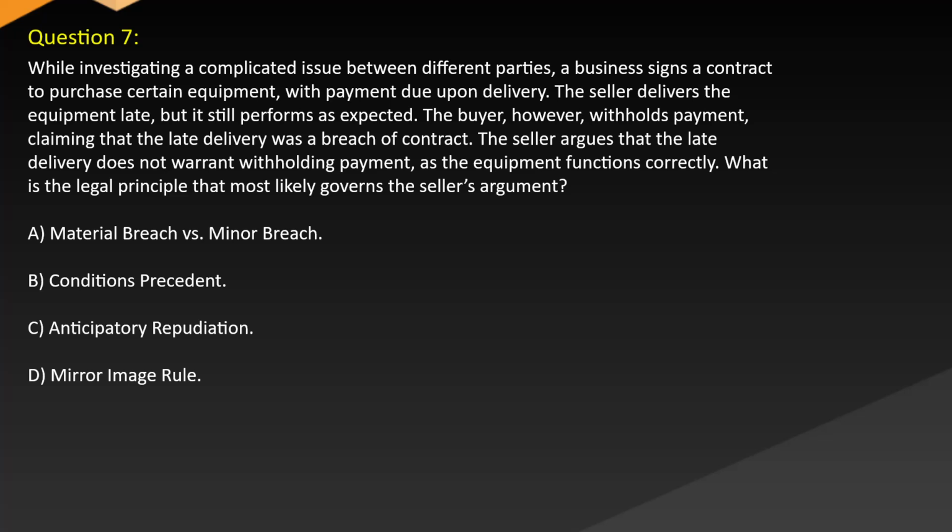Question 7. While investigating a complicated issue between different parties, a business signs a contract to purchase certain equipment with payment due upon delivery. The seller delivers the equipment late, but it still performs as expected. The buyer, however, withholds payment, claiming that the late delivery was a breach of contract. The seller argues that the late delivery does not warrant withholding payment, as the equipment functions correctly. Which legal principle most likely governs the seller's argument? A. Material breach versus minor breach. B. Conditions precedent. C. Anticipatory repudiation. D. Mirror image rule.